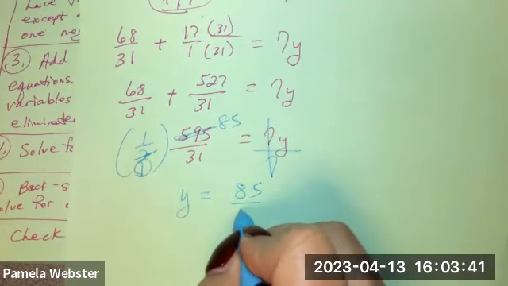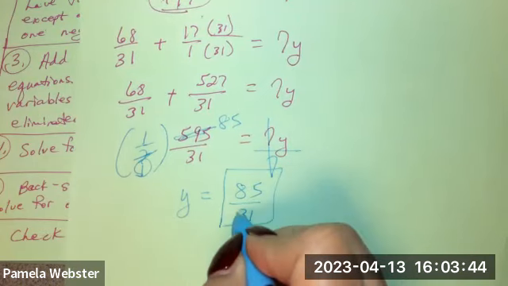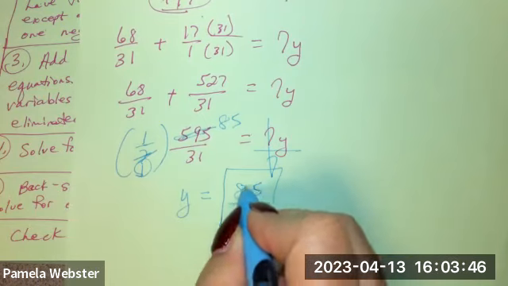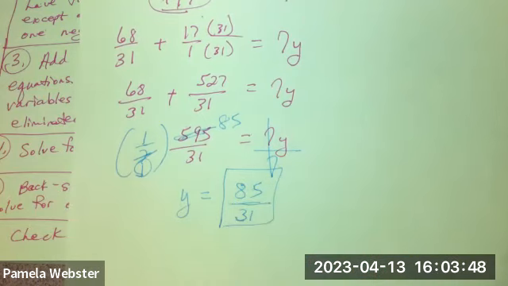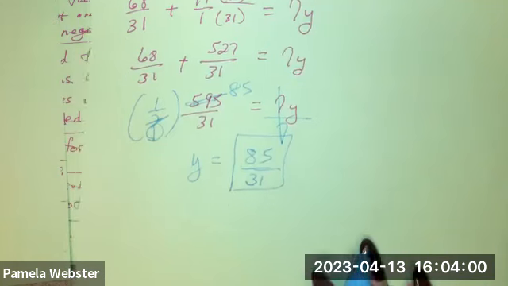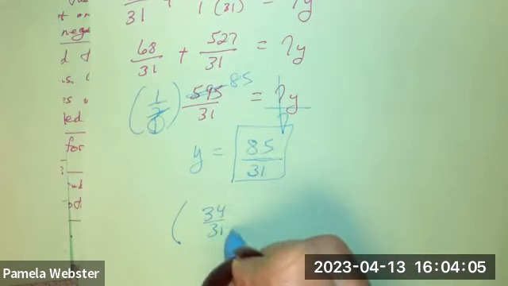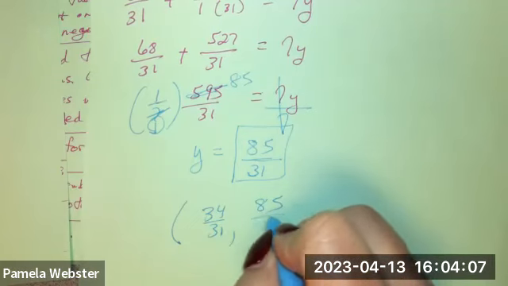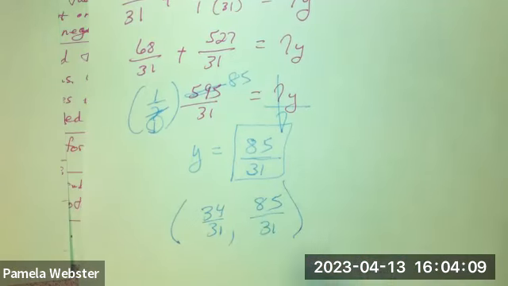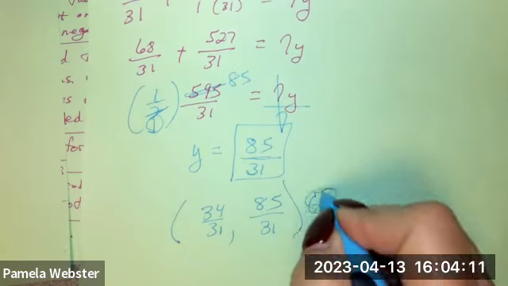85 on top and 31 on bottom. And when I look at those, 31's a prime number. So this is not going to, and it doesn't go into the 85 evenly. So it's not going to reduce any and be pretty or anything like that. So I do have a solution. That's the nice part. It's just not a pretty solution, but it is a solution. 34 over 31 for the x value, and 85 over 31 for the y value.